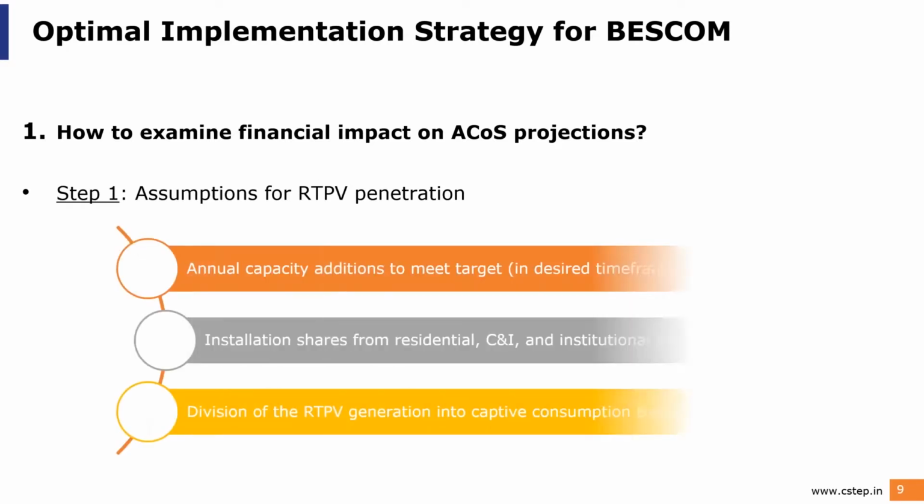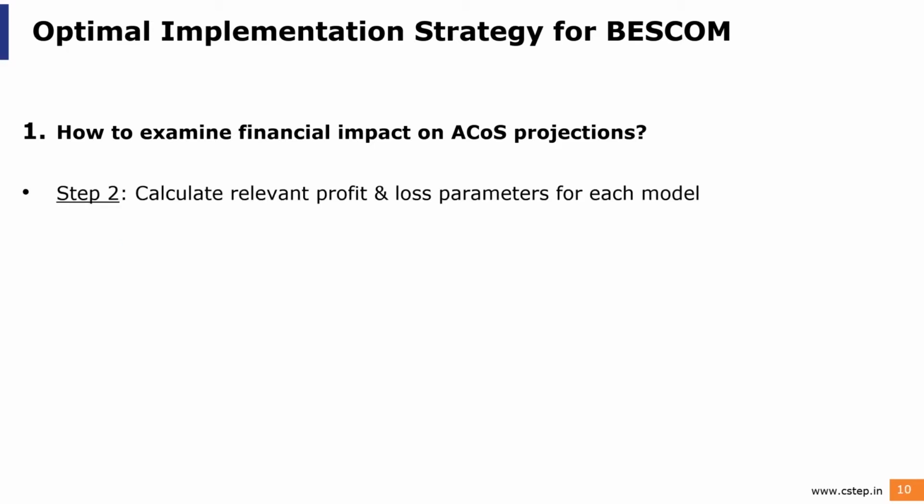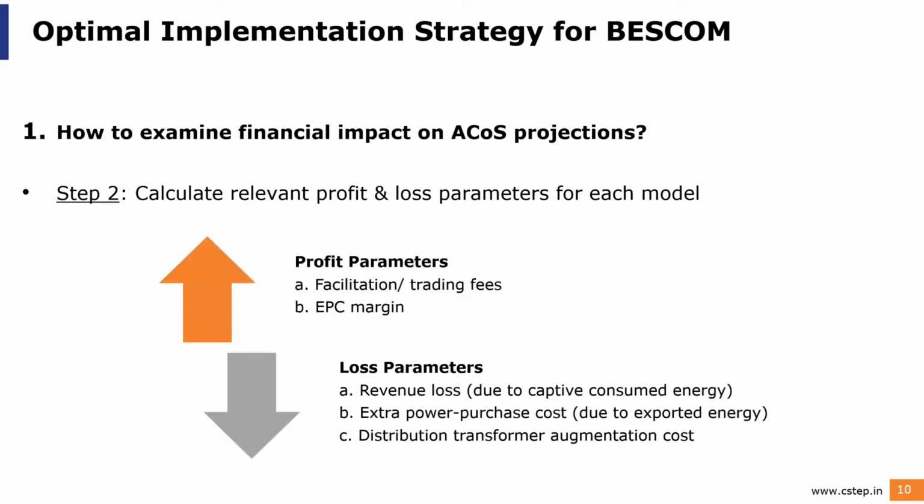Basically, BESCOM needs to make three simple assumptions, which are annual capacity additions, installation shares from consumer segments, and division of RTPV energy generation into captive consumption and energy export. Using these parameters, next BESCOM will need to calculate relevant profit and loss parameters for each aggregator model. BESCOM makes profit through facilitation fees or trading fees and EPC margin. BESCOM charges facilitation fees when it facilitates the entire RTPV program, and it charges EPC margin when it acts as EPC contractor. Then there are three loss parameters.